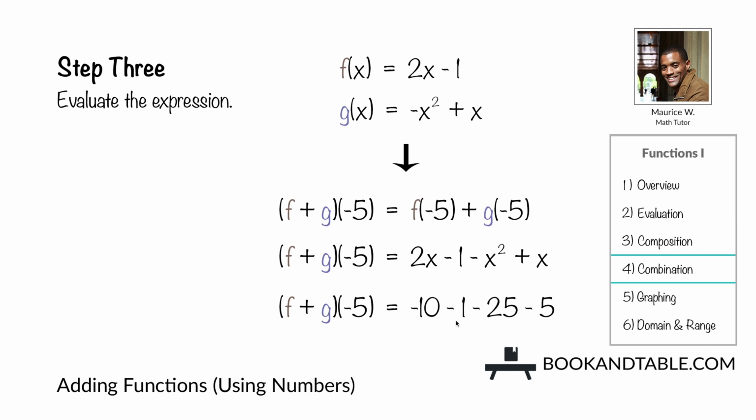Negative 10 minus 1 is negative 11, minus 25 is negative 36, minus 5 is negative 41. So we get f plus g of negative 5 is equal to negative 41. So when we're adding functions using expressions, the final answer will be an expression with the variables. And when you're adding functions using numbers, the final answer will be a number. So that is how you go about adding functions.